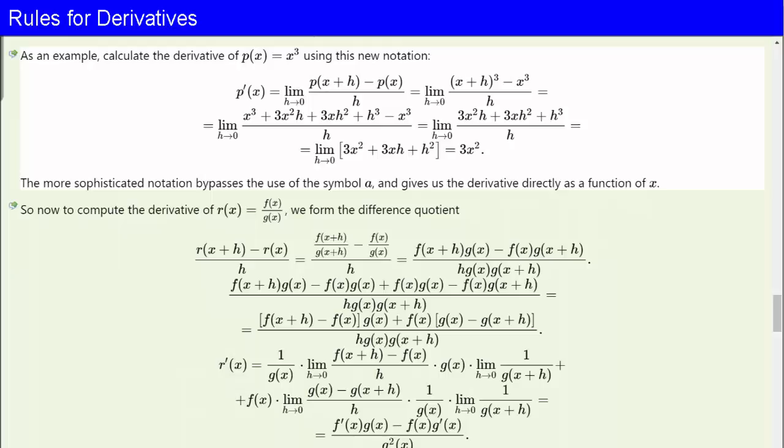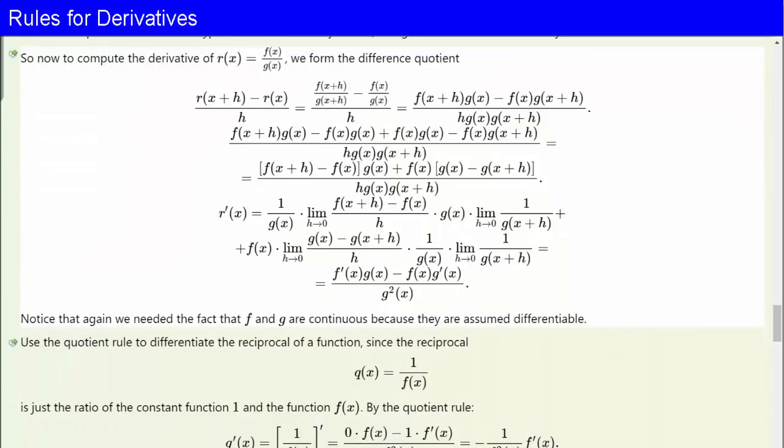of x. So now to compute the derivative of r of x equal f of x over g of x, we form that difference quotient, r of x plus h minus r of x over h. And that's the ratio f of x plus h divided by g of x plus h, minus that same ratio evaluated at x, all divided by h. We put it over a common denominator, and it doesn't look very useful.